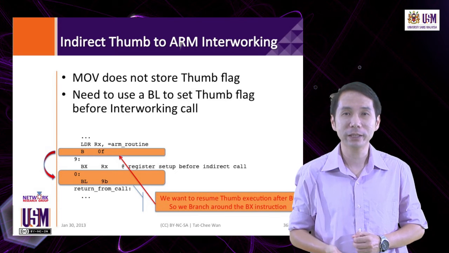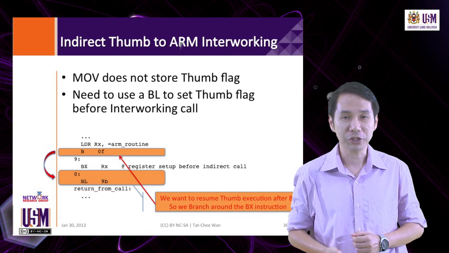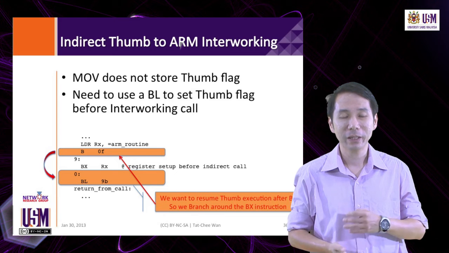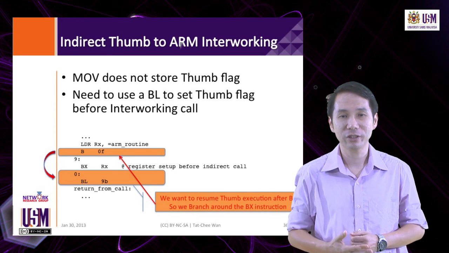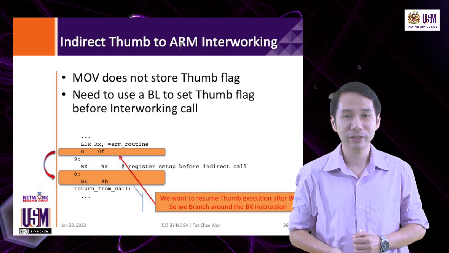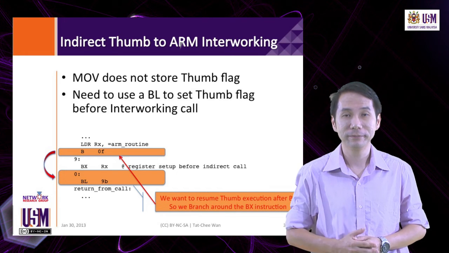So we would like to place the branch and link instruction at the end of this sequence. In order to reach there, we will need to do a branch to that position so that we will be able to bypass the branch and exchange instruction that is defined. This allows us to perform the branch and link and then resume immediately with the following instruction address in thumb state, which is the return from call instruction label.